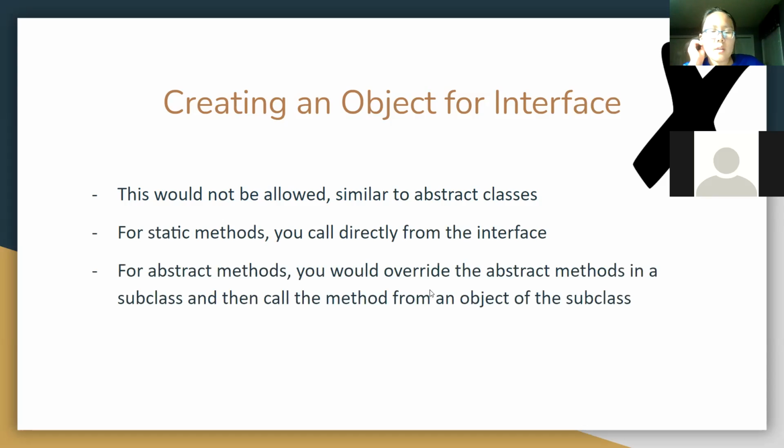Static methods, you call directly from the interface. Abstract methods, you would override in the subclass and then call the method from an object of the subclass.